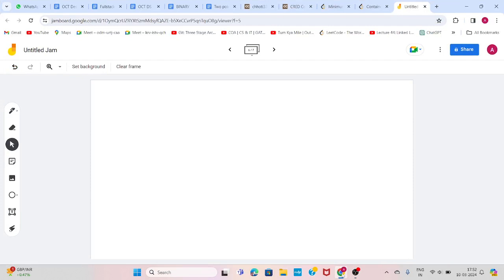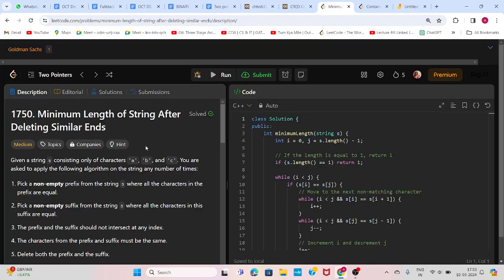In today's lecture, we are going to discuss two questions from the two pointer, and this will be the last lecture of the two pointer. So the first question is the minimum length of the string after deleting the similar ends. This is a medium level question from LeetCode. Let's see what the question is saying.